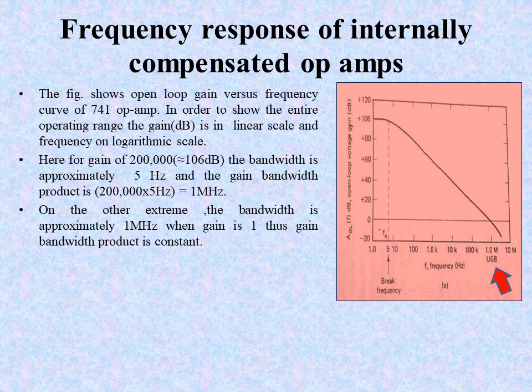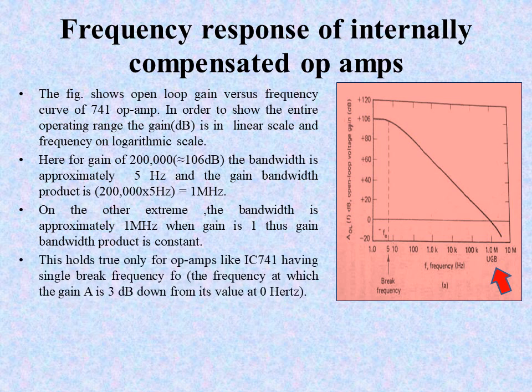Now we'll see the other extreme. On the other extreme, we find that bandwidth is approximately 1 megahertz. Here, the gain becomes 0 at a frequency of 1 megahertz and then it remains almost approximately constant. So if here we calculate the gain bandwidth, it comes out to be 1 megahertz. So the gain bandwidth product is constant at both the extreme ends.